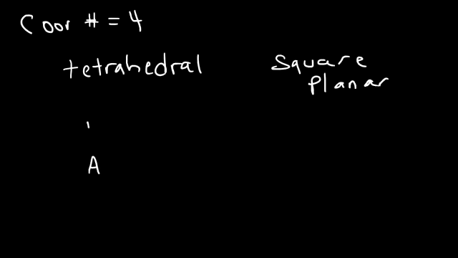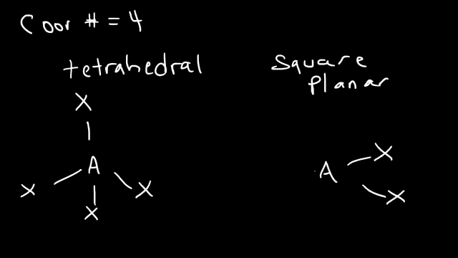So the tetrahedral geometry looks something like this. Or it can have a square planar geometry, which looks like this. So if you have a coordination number 4, the geometry could be any one of those two. So keep that in mind. Now let's talk about the coordination numbers for certain transition metal ions.